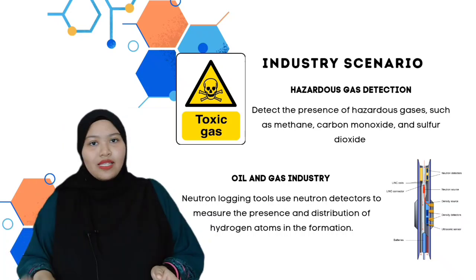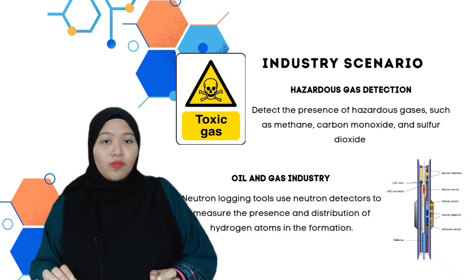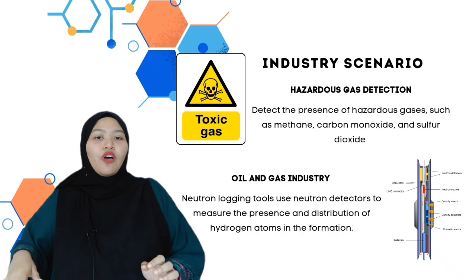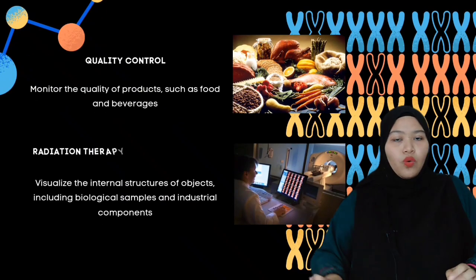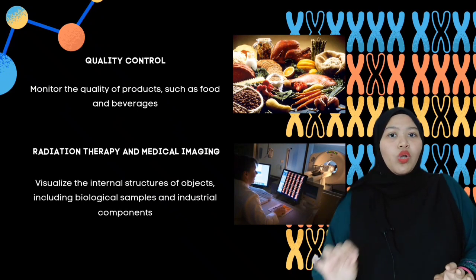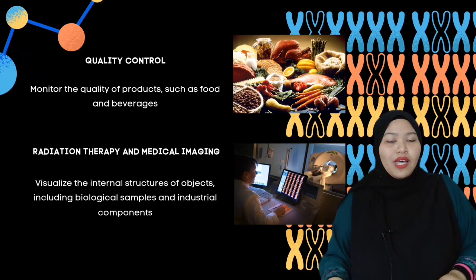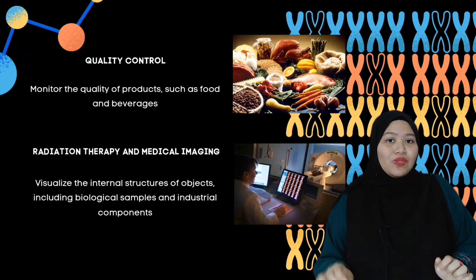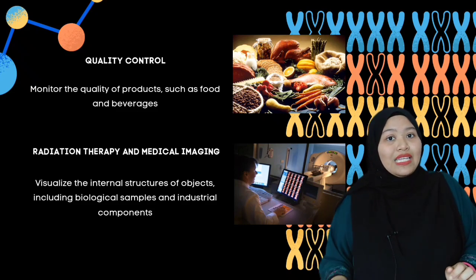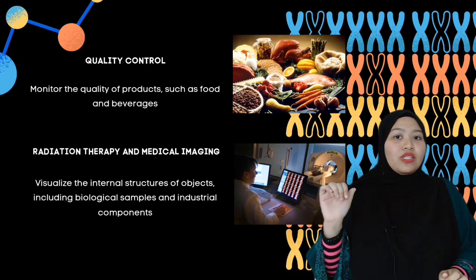Next, the oil and gas industry, where neutron logging tools use neutron detectors to measure the presence and distribution of hydrogen atoms in the formations. Next, quality control, where neutron detectors are used to monitor the quality of products such as food and beverage. And lastly, radiation therapy and medical imaging, where they utilize neutron detectors to visualize the internal structures of objects, including biological samples and industrial components.